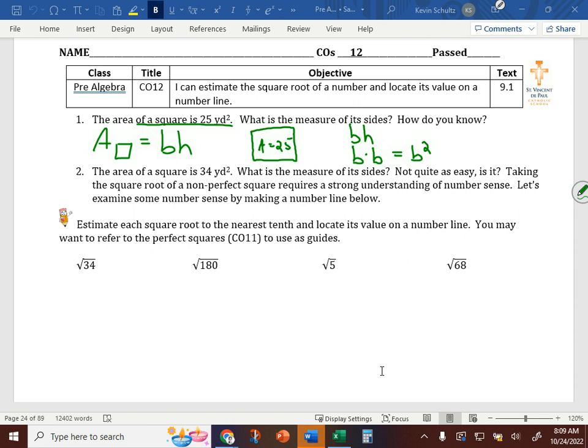So knowing that the area is 25, what number times itself would get us there? 5. Right? 25 is equal to 5 squared, which means that the height and the base of this square are both 5. Okay, that's where that term comes from.